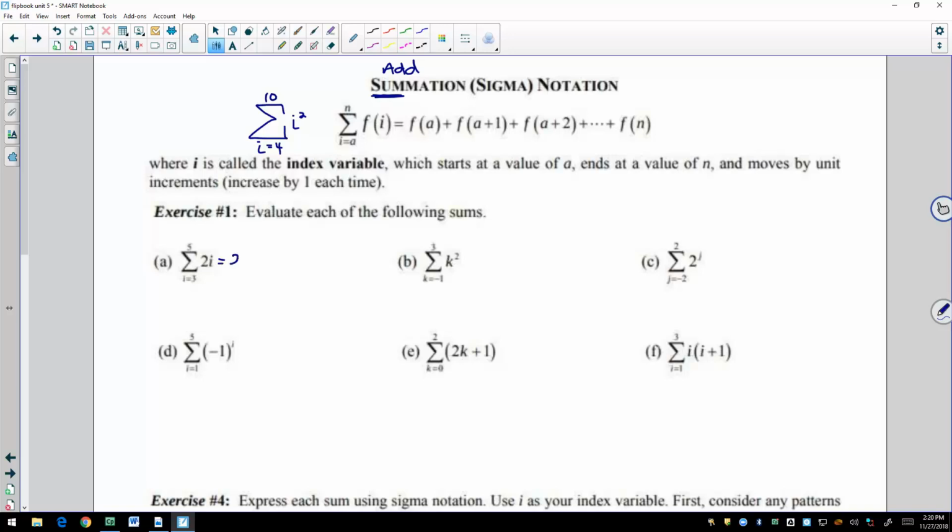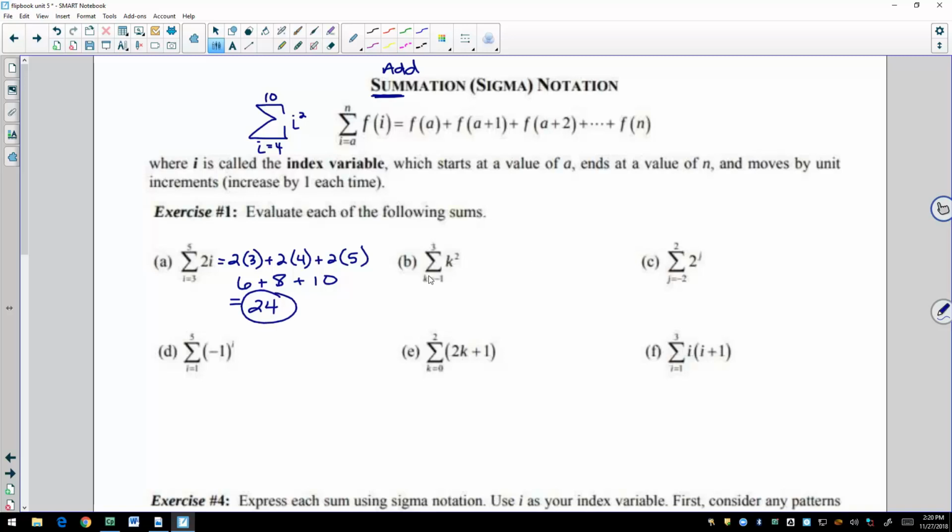First you're going to plug in 3 because that's your starting number, and you're going to end at 5. So first plug in 3, then you're going to add on what you would get with 4 plugged in, then add on what you would get with 5 plugged in. So 2 times 3 is 6, 2 times 4 is 8, 2 times 5 is 10. Add them all up. Your final answer is 24.